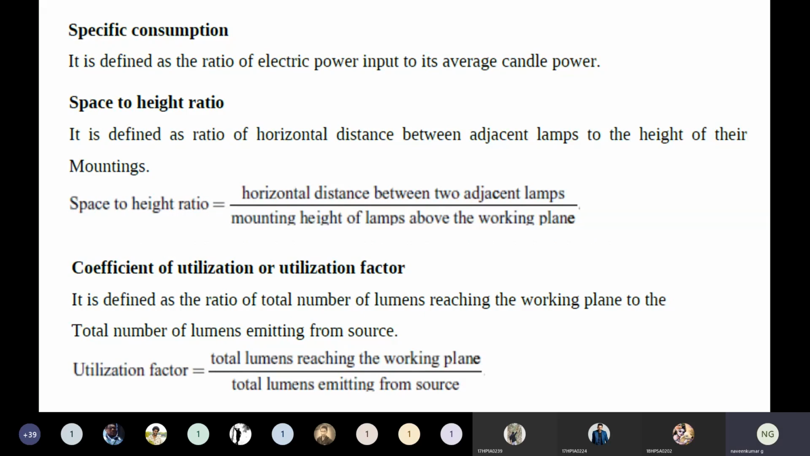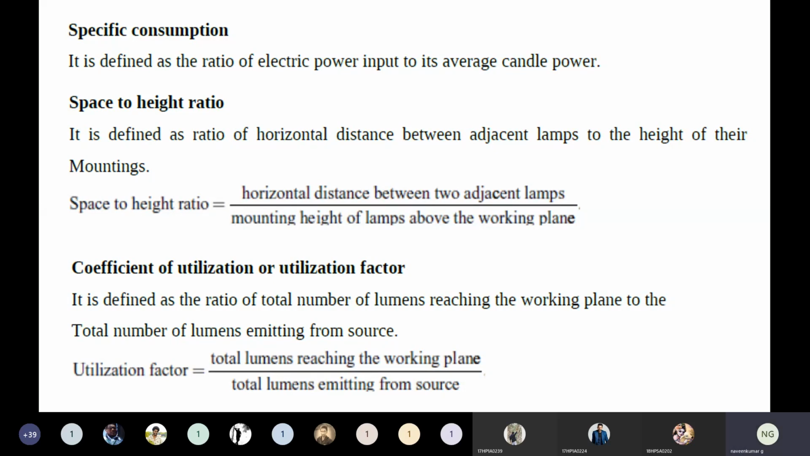Next definition is specific consumption. It is defined as the ratio of electrical power input to its average candle power. So ratio of electrical power input to average candle power, it is defined as specific consumption.